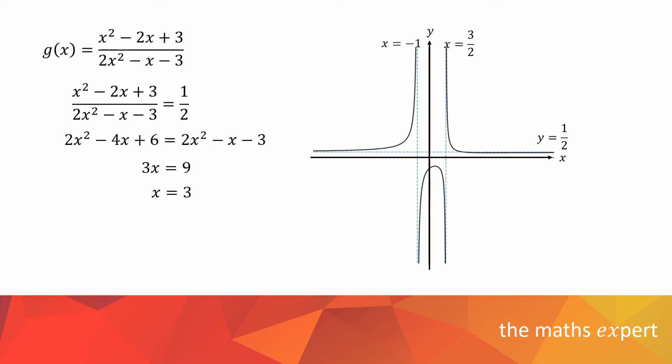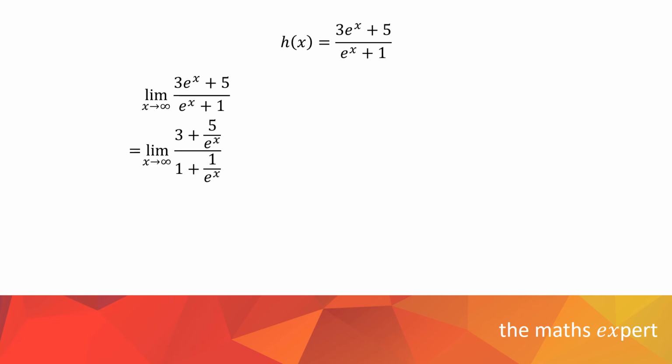So let's consider another type of function, e to the x. The function e to the x itself has a horizontal asymptote of y equals 0, which is found by considering the function as x tends to negative infinity. When x tends to infinity, there is no asymptote. But let us consider this function h of x instead. As x tends to infinity, we can see, by a similar manipulation, that the function will tend to 3.